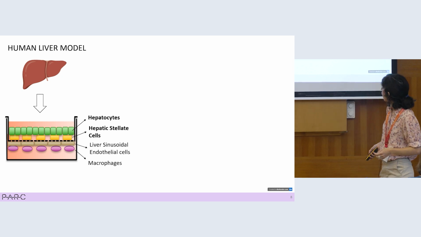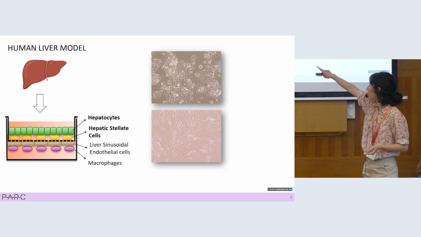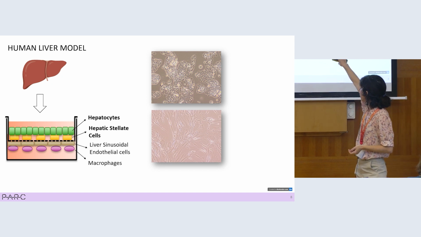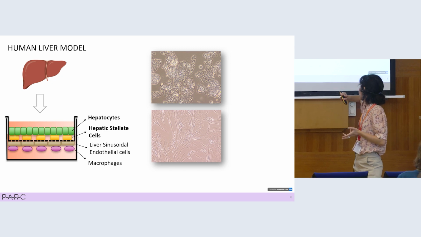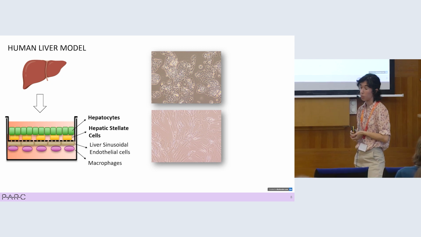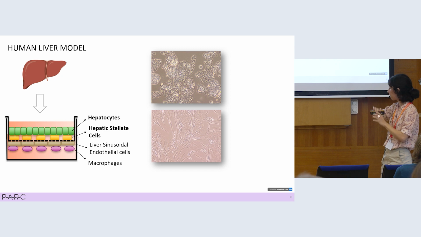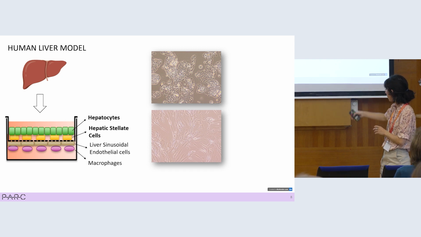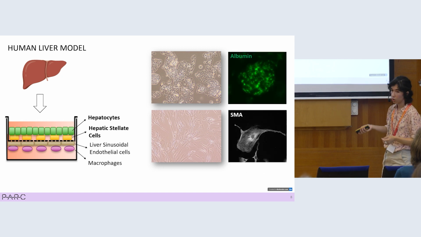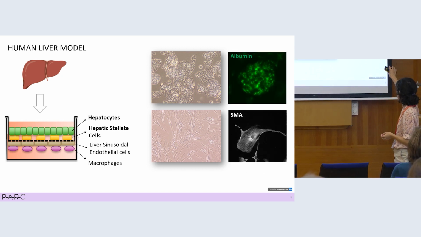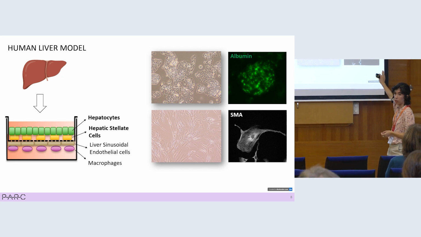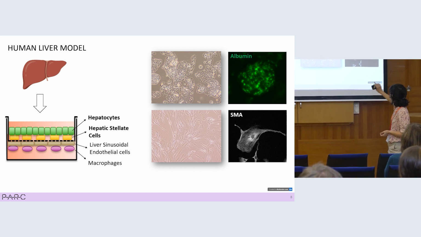And we started doing some initial characterization. We have these 2 cells in the lab, hepatocytes and stellate cells, and in the upper picture we see the typical aggregate and polygonal morphology of hepatocytes, and on the lower picture we see also the characteristic elongated and star-shaped morphology of the stellate cells. And we also did some functional characterization. So we see the expression of albumin, which is a protein that is produced and secreted by hepatocytes, and the expression of smooth muscle actin, which is a specific marker for the active hepatic stellate cells.